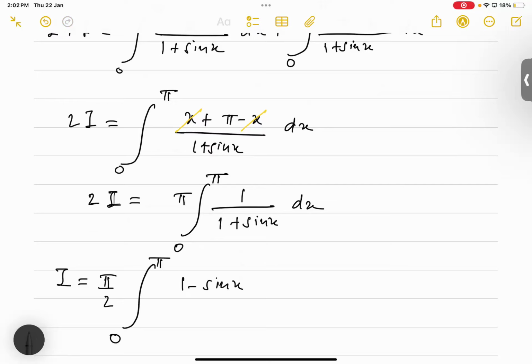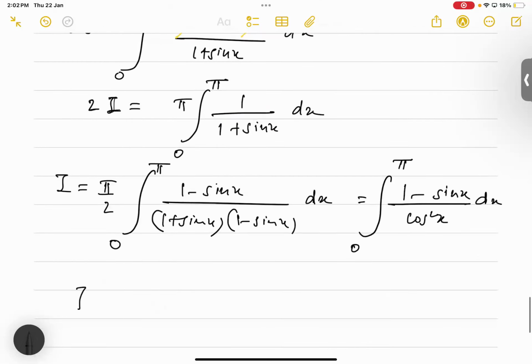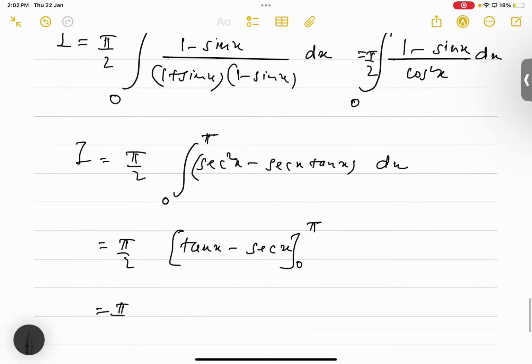Okay. 1 minus sin x. 1 plus sin x, 1 minus sin x dx. 1 minus sin x upon cos square x. That's correct. Pi by 2 over here. So sec square x minus, when you split, sin upon cos square, sec x tan x. Correct now? Okay. Tan x minus sec x, 0 to pi. Clear?